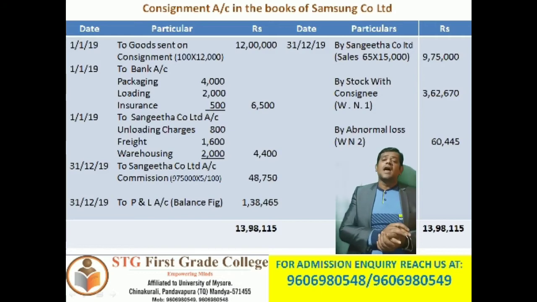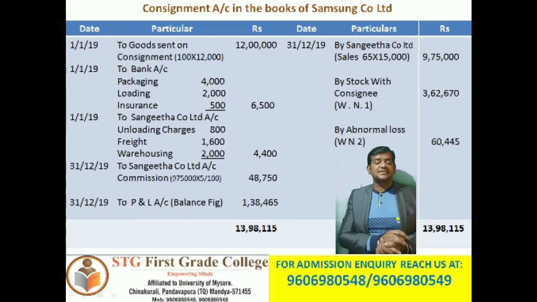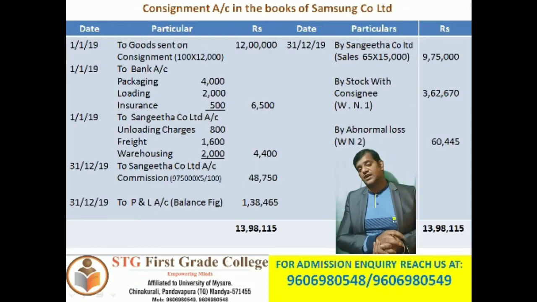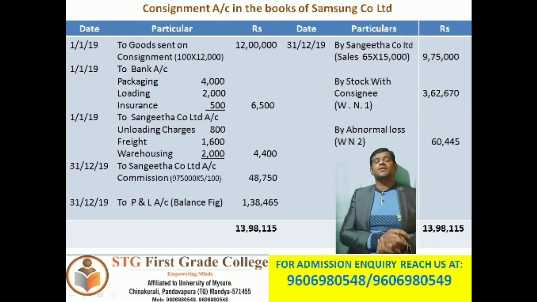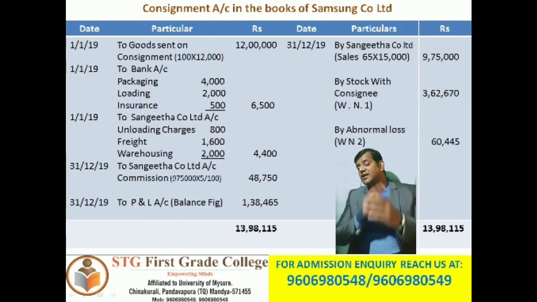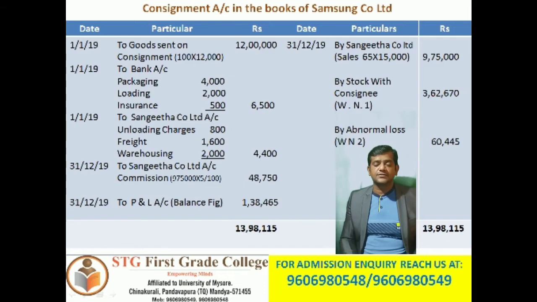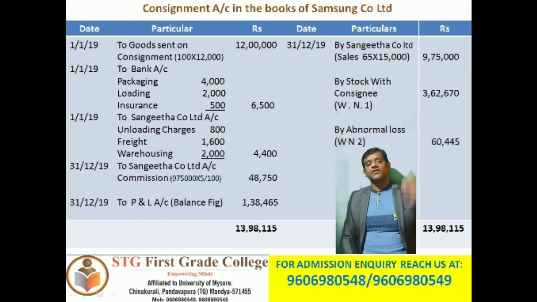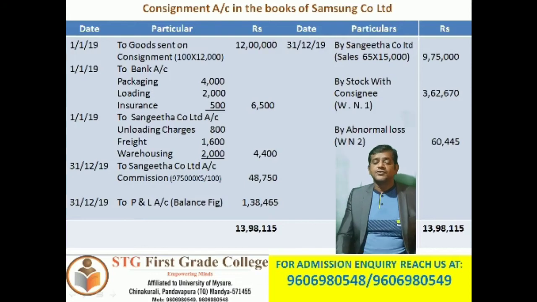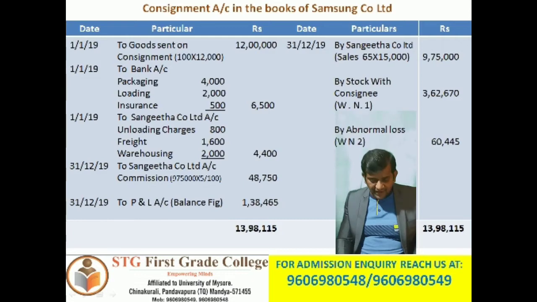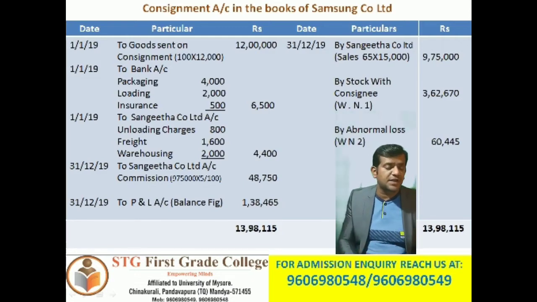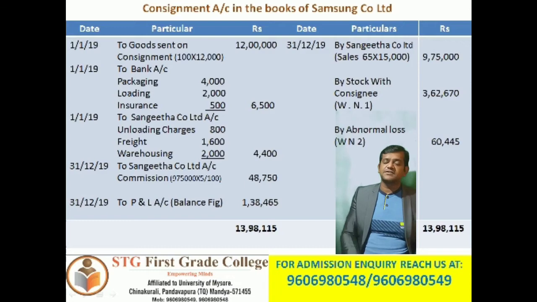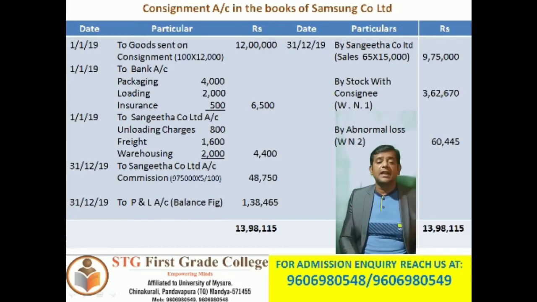So now total both sides and consider which side is the greater. So in this problem, the credit side is the greater, that is 9,75,000 plus 3,62,670 plus 60,445, that is equal to 13,98,115. So when we deduct this from the above, we get the difference of 1,38,465, that is the balance. So we are transferring that on the closing date, that is 31st December 2019, to the P&L account. So that is nothing but a balancing figure.